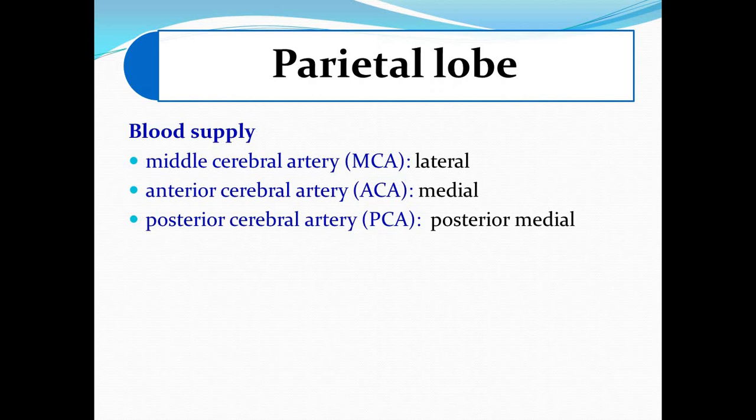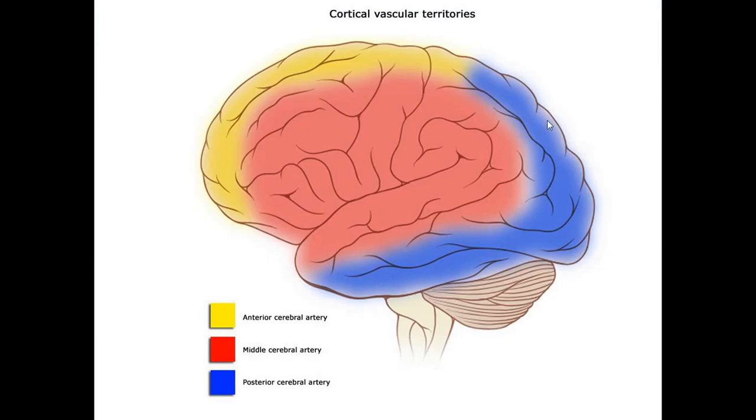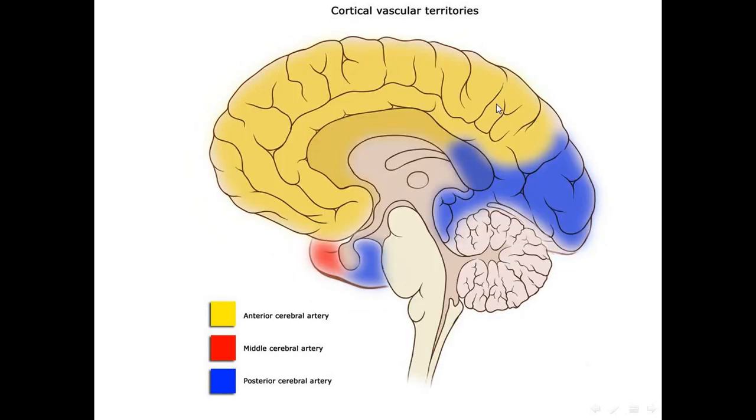The blood supply to the parietal lobe is via the three cerebral arteries: anterior, middle, and posterior. The anterior cerebral artery supplies the medial part, the middle cerebral artery supplies the lateral part, and the posterior cerebral artery supplies the posterior medial part. This is the location of the parietal lobe. So laterally we have the middle cerebral artery, posteriorly we have the posterior cerebral artery, and on the medial surface it is the anterior cerebral artery.